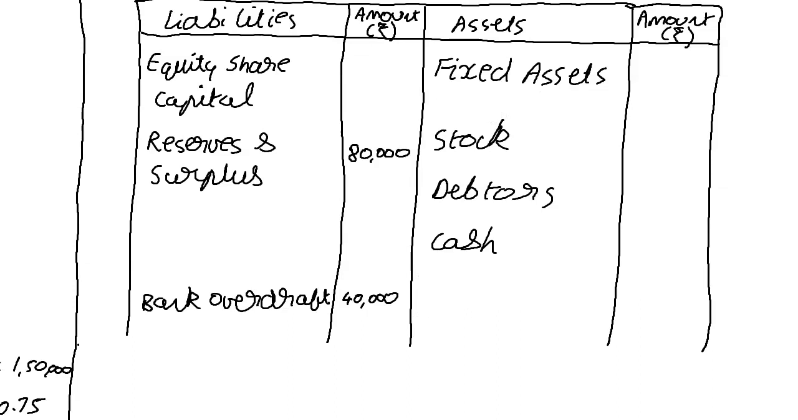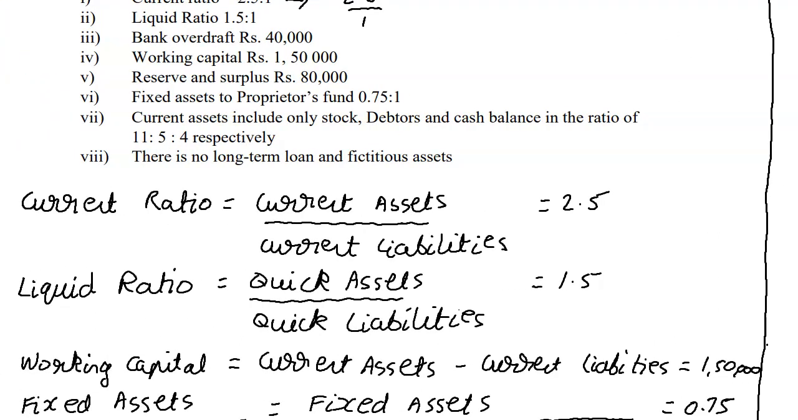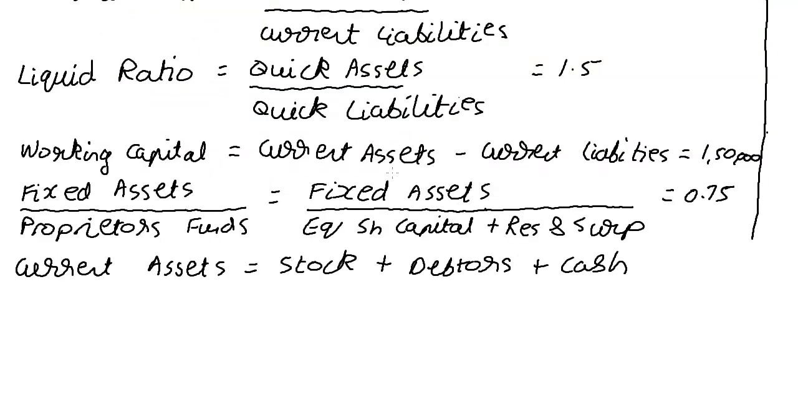We have not come across any ratio which discusses investment, and our last adjustment specifically tells us that there is no long-term loan and therefore there are no debentures, no bank loan, no term loan. Now we are in a position to go ahead and complete our calculation for current assets and current liabilities because we have got enough data.